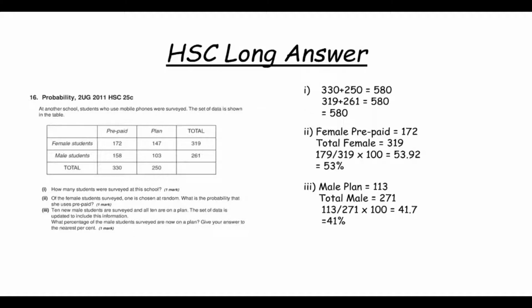The third question asks us to add 10 male students into the plan box, then asks us for the percentage of male students on a plan. To do this, you have to add 10 to the total number of male students on a plan and the total number of male students overall. Then, similar to the second question, you use the number of male students on a plan, then divide it by the total number of male students, then multiply it by 100 to get the percentage.